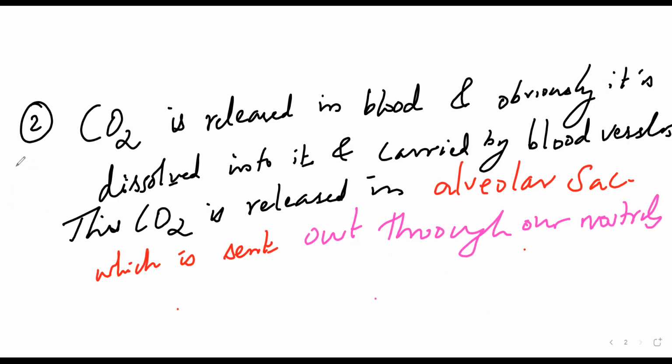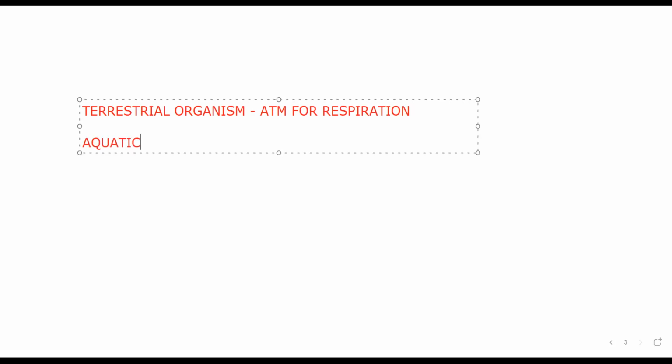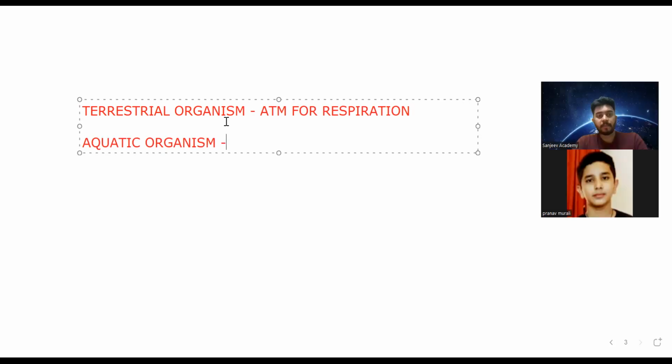So let me write down. Let's take two types of organism as of now. One is terrestrial organism. Obviously, it uses the atmosphere for respiration. Next one, aquatic organism, which uses dissolved oxygen in water, O2 meaning oxygen, for respiration.